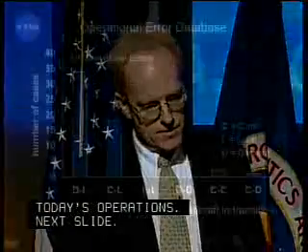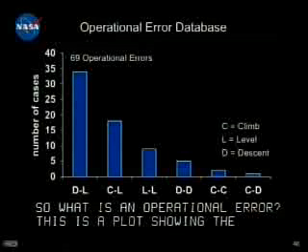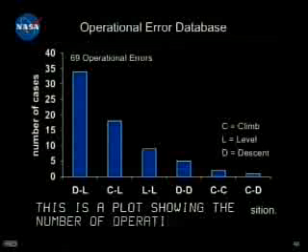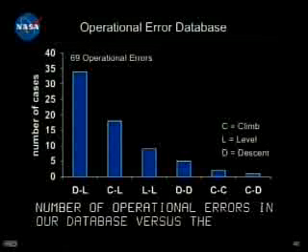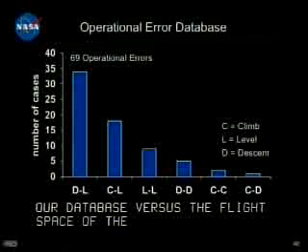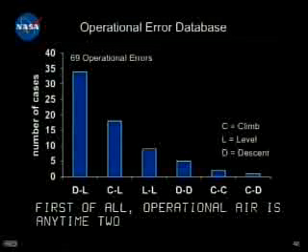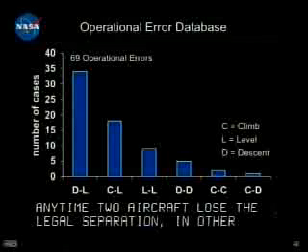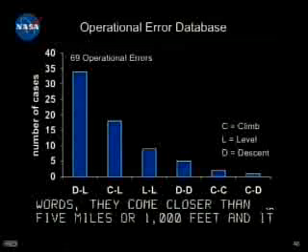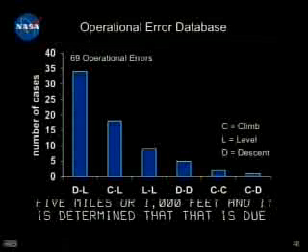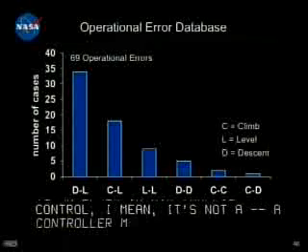This is a plot showing the number of operational errors in our database versus the flight phase of the aircraft. First of all, let me say what an operational error is. Anytime two aircraft lose the legal separation, in other words, they come closer than 5 miles or 1,000 feet, and it is determined that that is due to an error in air traffic control, then that is considered an operational error.